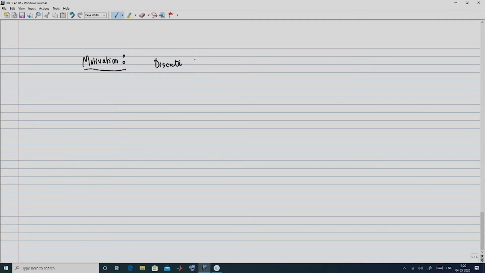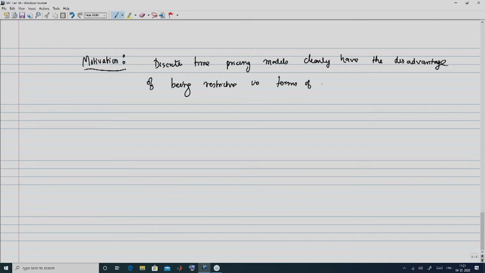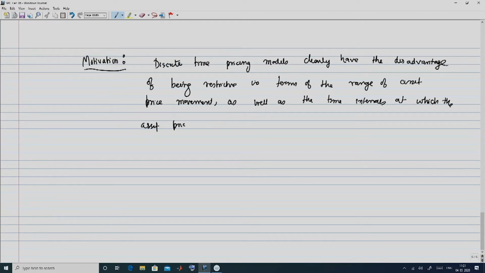So, the primary motivation is that the discrete time pricing models clearly have the disadvantage of being restrictive in terms of the range of asset price movement, as well as the time intervals at which the asset price movement can take place. So, let me explain these 2 points in a slight amount of detail.